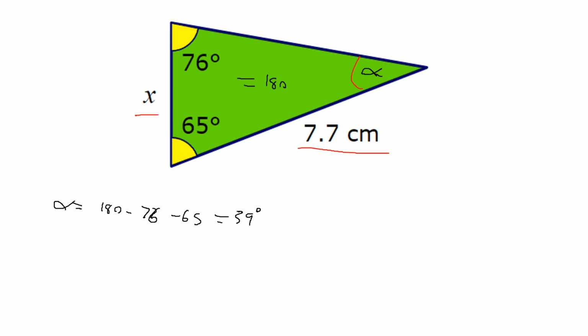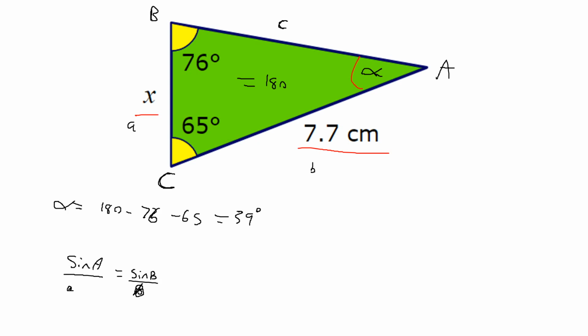And so now let's use our sine rule. I'll call this one a, and I'll call this A. I'll call this one b, and I'll call this B. I'll call this one c, and this one C. So, sine A over a is equal to sine B over b. I don't need C for this case because this isn't a length that we know.